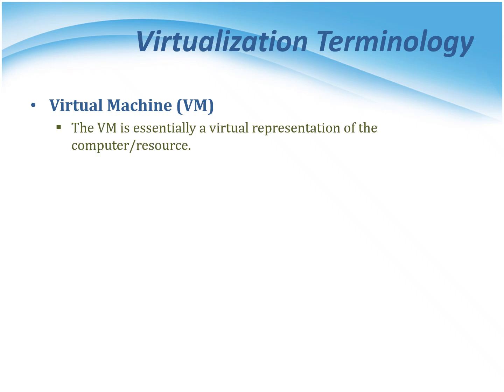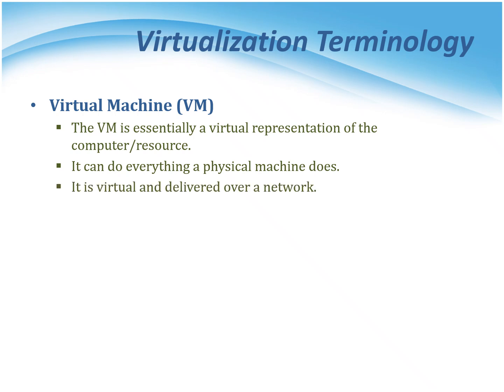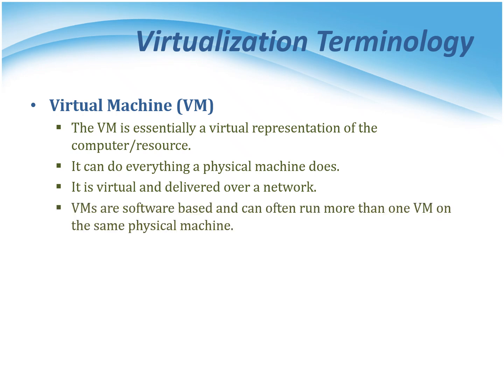Now, virtualization terminology. What is a virtual machine? A virtual machine is essentially a virtual representation of a computer resource, an emulation of physical hardware. It can do everything a physical machine does. It is virtualized and delivered over a network, which a physical resource cannot be. VMs are software based, and you can often run more than one virtual machine on the same physical machine.